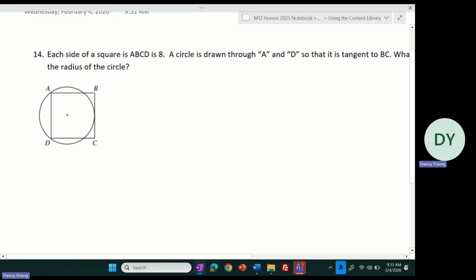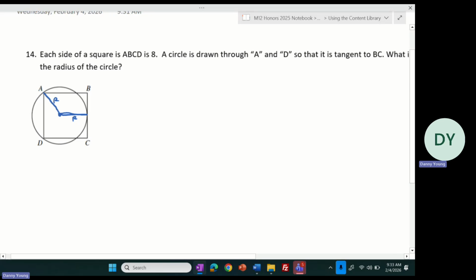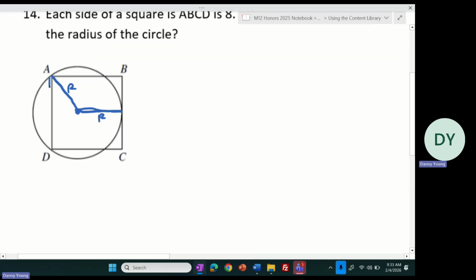Center. Draw the center from here to here. Okay with everybody? So the line from here to here is known as what? Radius. The line from here to here is also known as what? Radius. Does it tell you what the radius is? Each side of the square is 8. So what's this length over here?